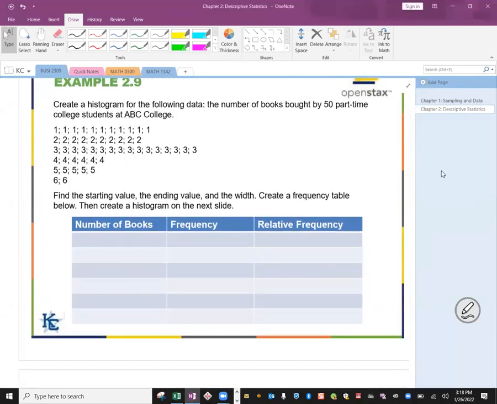So we want to create a histogram for the following data: the number of books bought by 50 part-time college students at ABC College. And so this is what we're going to look at first. So when we're creating a frequency table, we have to have a couple of things. We have to have our starting value and we have to have our ending value. And that's going to go right here in the number of books column. And we want to see that we have whole numbers of books, which makes a lot of sense, right? Because you're not going to have half a book that you purchase, right?